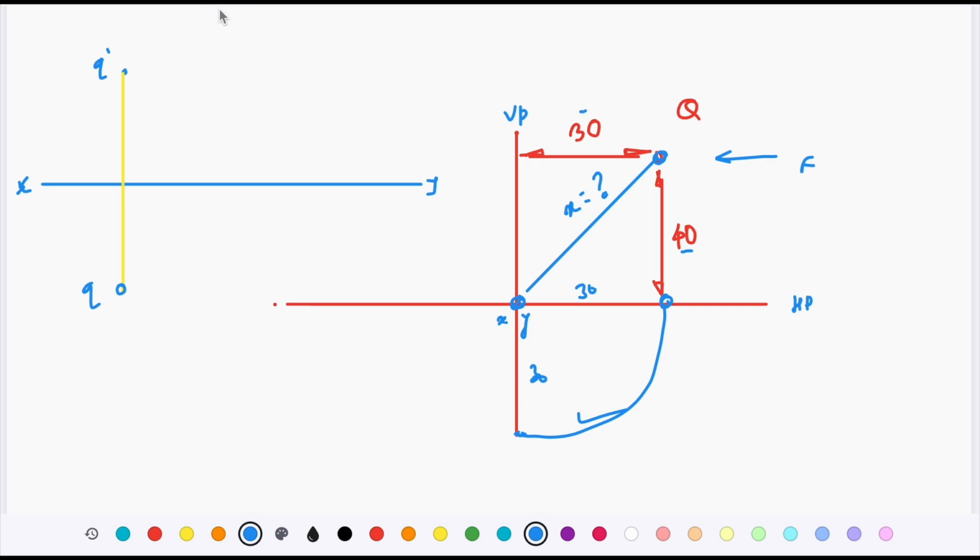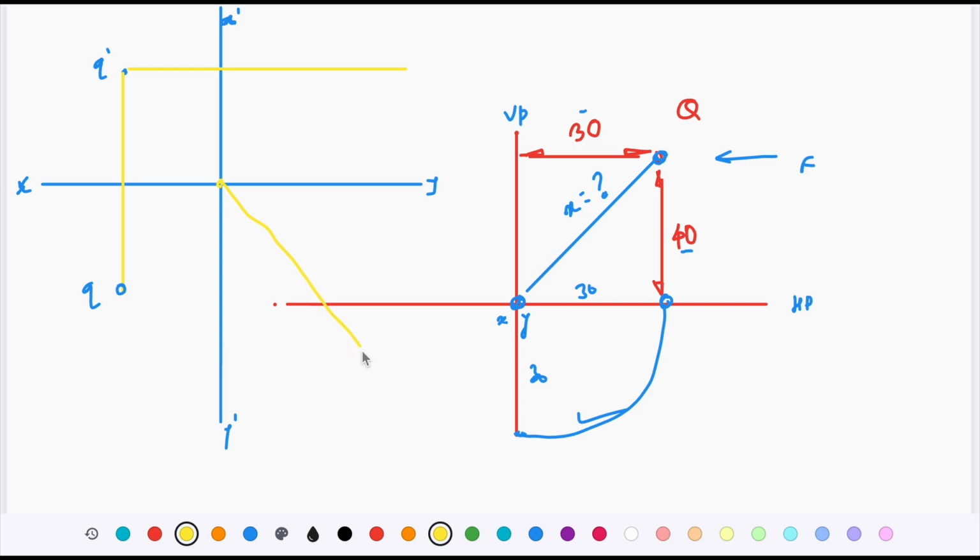To find its shortest distance from HP and VP intersection, that is from XY, let's consider another reference plane X dash Y dash. Now project this front view horizontally through this intersection. I'll draw one line, inclined at 45 degree.